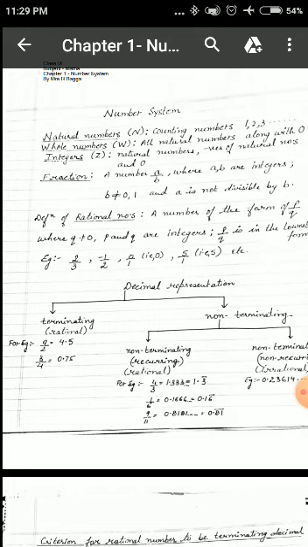Now we come up to non-terminating decimals. In this case, when a rational number is divided, the decimal so obtained does not terminate. Instead, the digits after the decimal keep on occurring. If the digits repeat, we call it non-terminating recurring, and if the digits after the decimal keep on changing, we call it non-recurring, non-terminating.